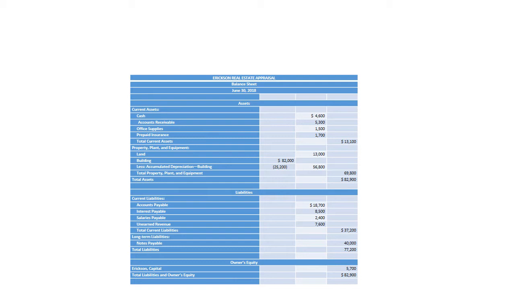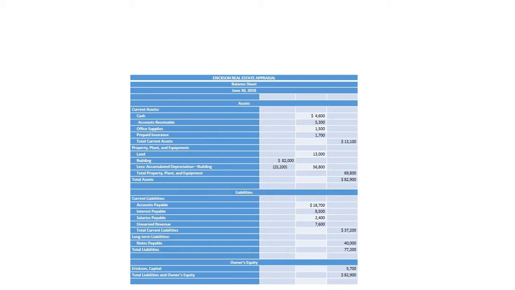The last area of our balance sheet is reporting the balance of owner's equity as of June 30th, 2018. So we'll put Erickson Capital. We've already determined that on the statement of owner's equity in the previous slide, $5,700. Add your total liabilities to equity, and you get total liabilities and owner's equity, which agrees to total assets.